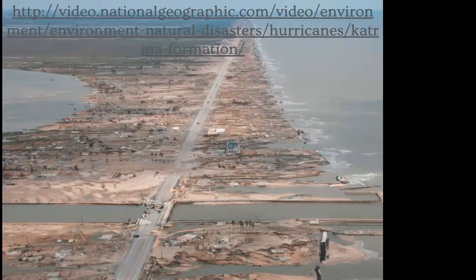So this is a picture. What do you see up here? Is that before or after the hurricane? After the hurricane, okay?